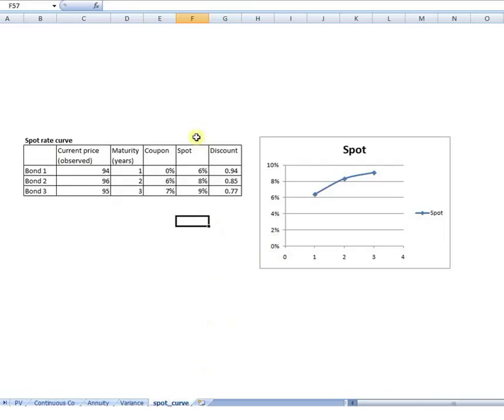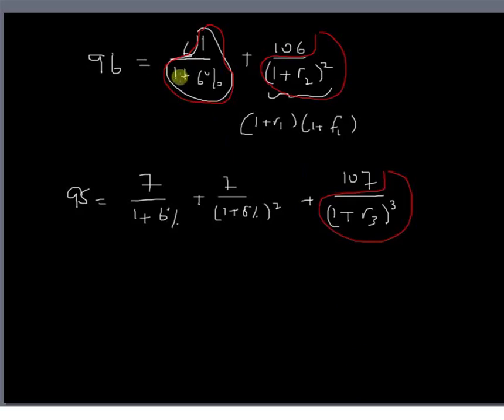Another commonly used term to describe the way that we have done the spot rate curve is called bootstrapping. What it means is simply that we are using the interest rates that we obtained for the previous years to obtain the next period's interest rate, as illustrated just now.